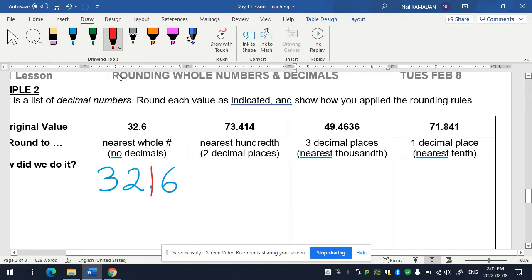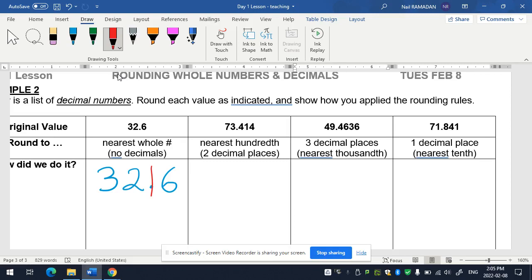Okay. We're going to do the same thinking we did before. What's this digit? What does a 6 do to the one before it? Bumps it up. So what would the number be? You bumped this guy up by 1. So it just becomes 33. That's it. 33.